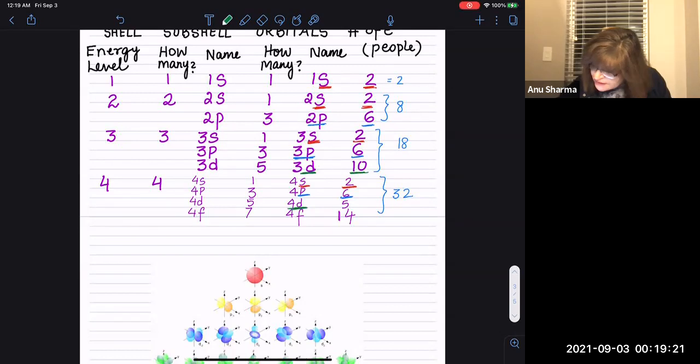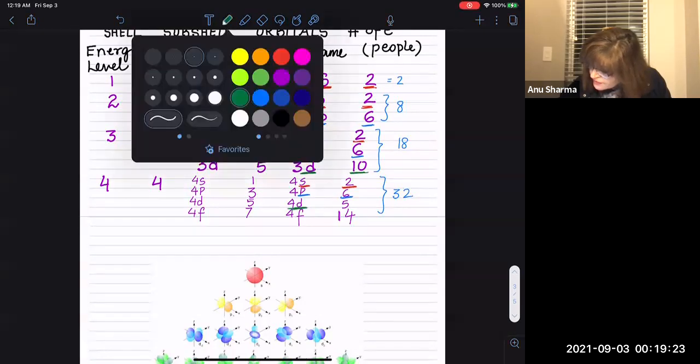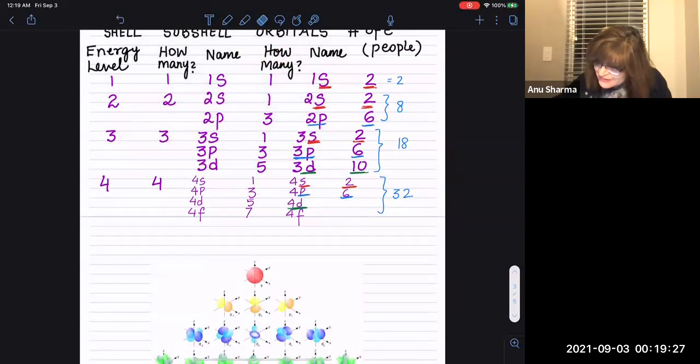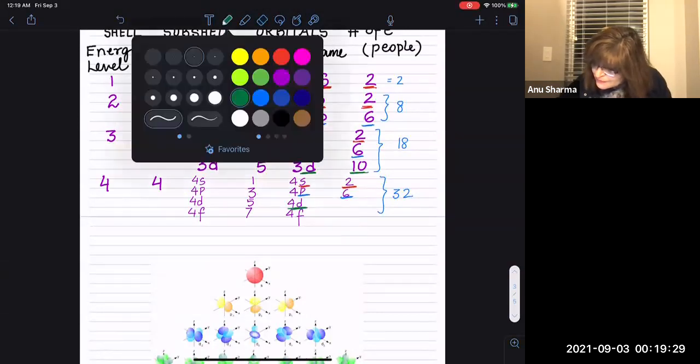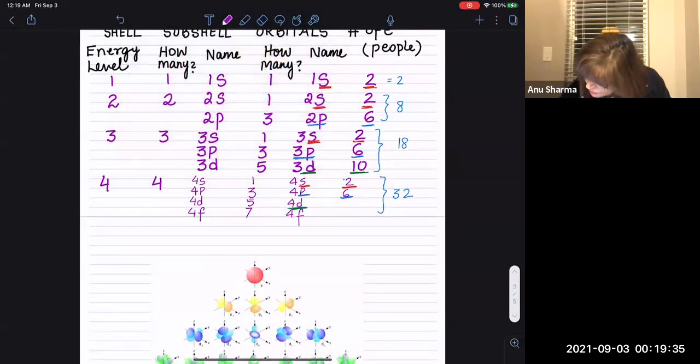Sorry, why did I write 5? I'm sorry, this should be 10. Okay, let's do this again. So this is 2, this is 6 electrons. D will always have 10 electrons and F will always have 14 electrons.